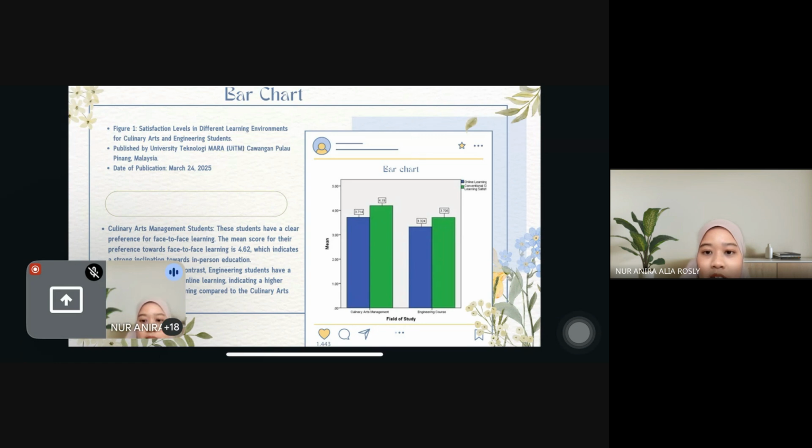As we can see, culinary arts students mostly prefer conventional learning because they prefer face-to-face classes that allow them to work directly in the kitchen and also make it easy to do activities such as cooking and food preparation. While engineering students show a higher preference for online learning because it reduces travel time and allows them to review recorded lectures. It's interesting that even though both groups use online learning, only engineering students show strong support for it. Next, I will pass to my partner to present.